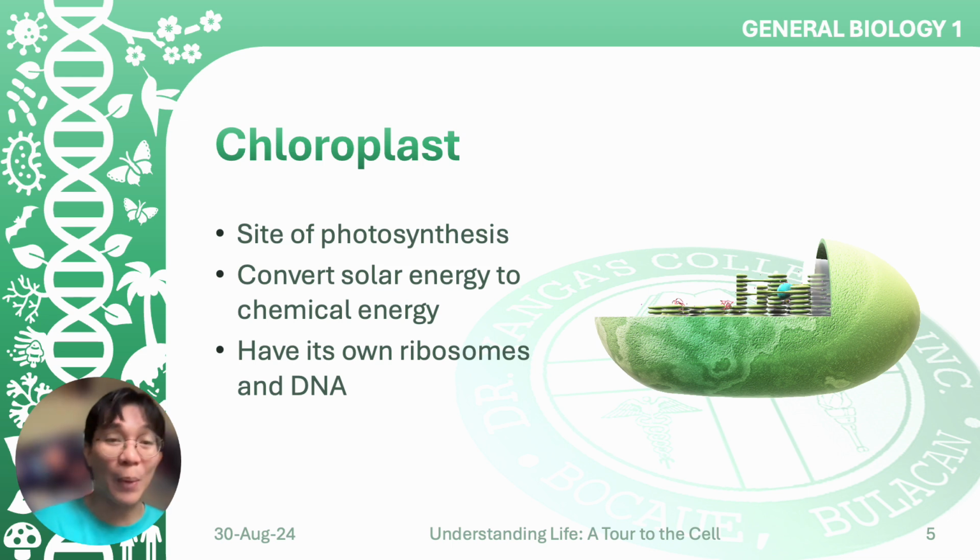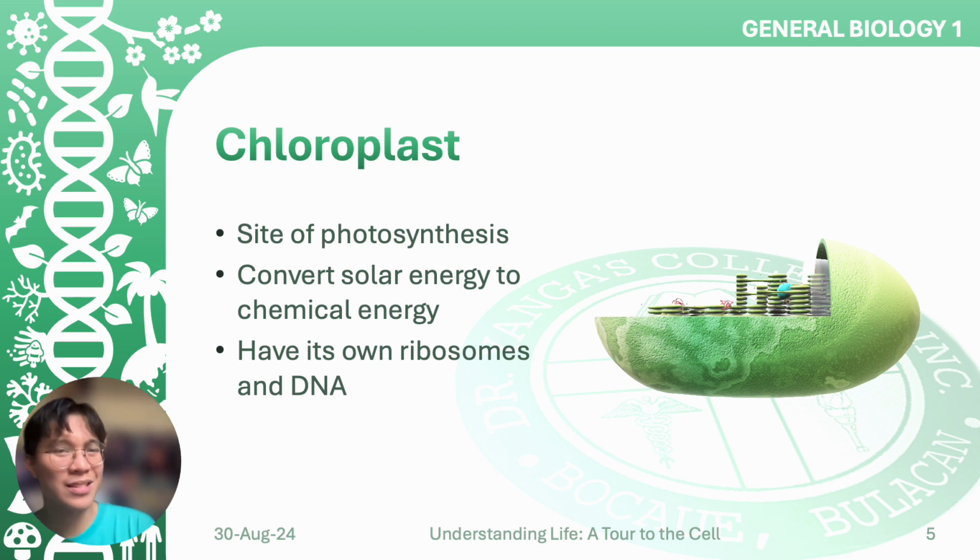And now we go to the chloroplasts. Okay? And where do we find chloroplasts? Your chloroplasts are found only in plants and in algae. Algae are the group of organisms that are not considered plants but are also capable of photosynthesis. So the chloroplast is the site of photosynthesis. And what's photosynthesis again?